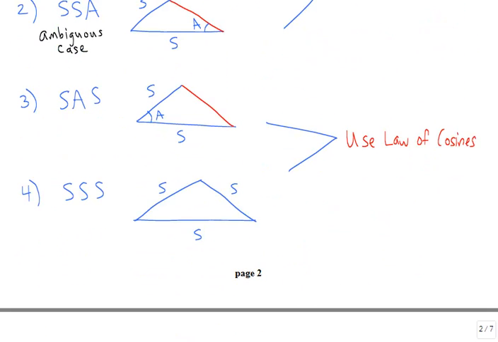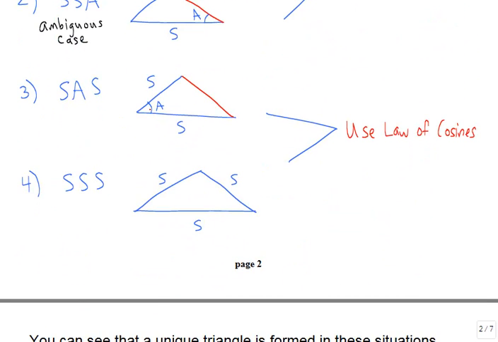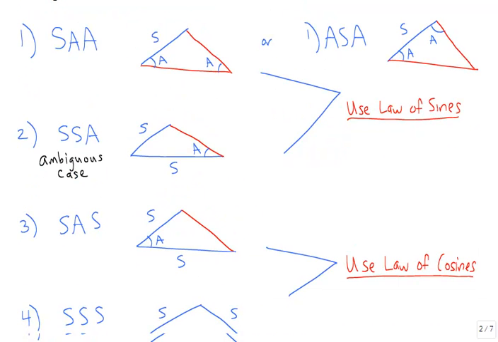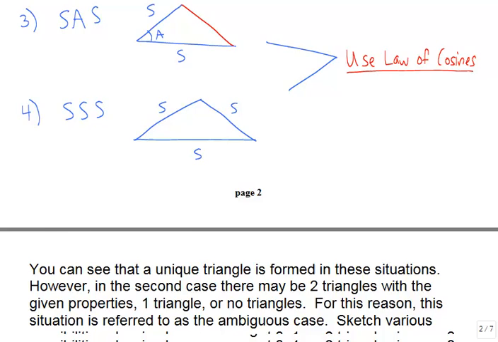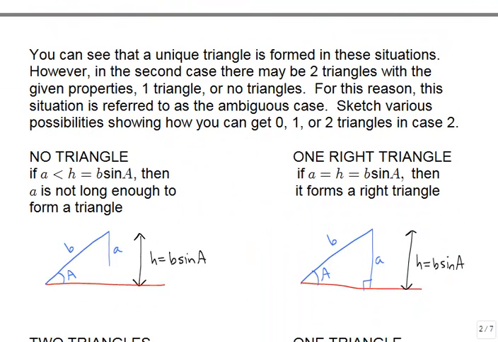The third and fourth case, where you have side-angle-side, so the 2 sides and the included angle, or knowing all 3 sides, are the cases where we're going to use what's called the law of cosines, and that's going to be discussed in another lecture. So in this lecture, you are going to see cases where you know 2 angles and a side, or 1 angle and 2 sides. So let's take a peek at that ambiguous case.